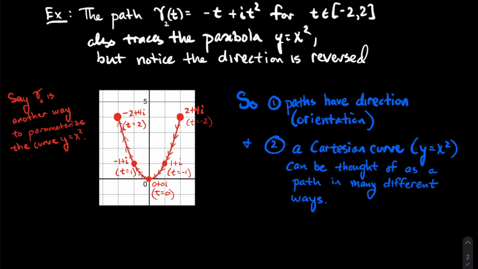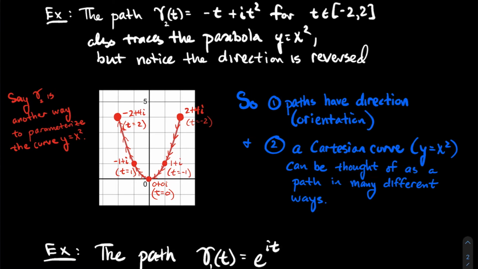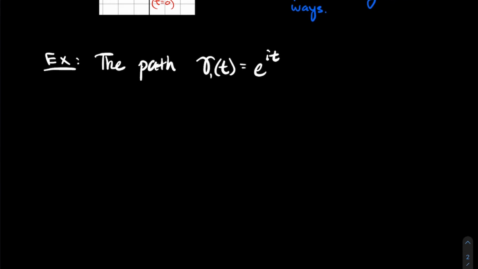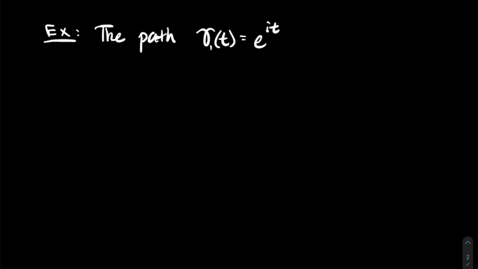The second thing that you should notice from these two examples is that a Cartesian curve like y equals x squared, there's lots of different ways to write down a path that still describes that curve. But again, how they might be different is the direction that you go, or maybe how fast you go along the curve. So those are some differences between parametric equations for a curve versus a Cartesian equation for a curve. Let's look at one more example that we're going to encounter very often in a complex analysis class.